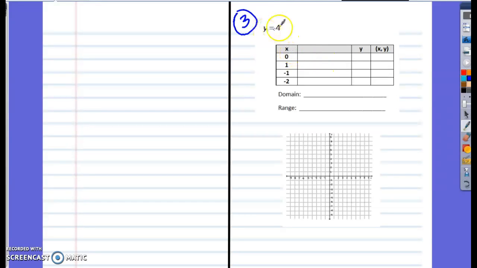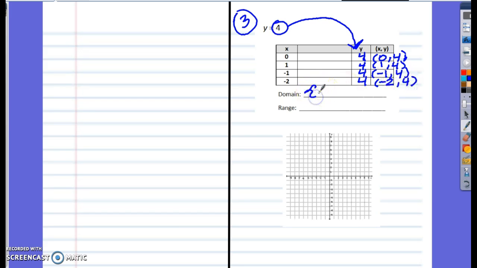Alright, so the third example we have y equals 4. So we're going to take that 4 and plug that in everywhere over here for y, because we already know the y value is 4. It means the ordered pairs would be (0, 4), (1, 4), (-1, 4), and (-2, 4). So my domains would be -2, -1, 1, and 0. And the ranges are all 4s, so I'll just write it one time.